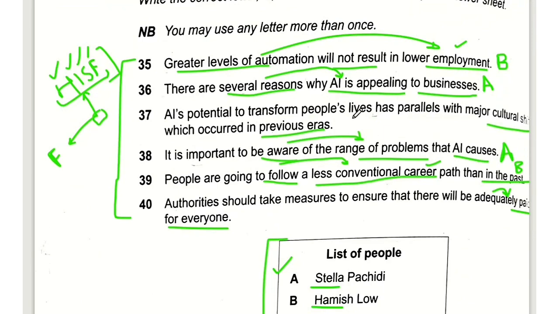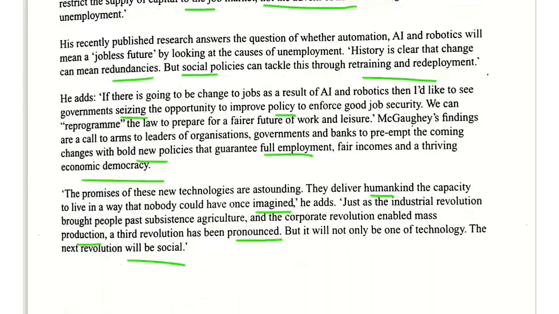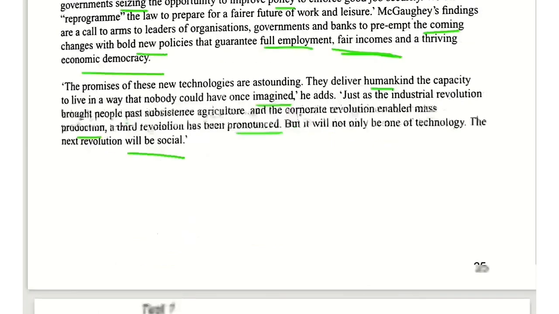AI has potential to transform people's lives in parallel with major cultural shifts which occurred in previous eras. So this is clearly mentioned in the paragraph. Then you have the last one, authority shall take measures to ensure there is adequately paid for effort. This is also mentioned in the paragraph we can see here. Comments changes with the bold new policy that will guarantee full employment, fair incomes, economic democracy. So the answer is C.